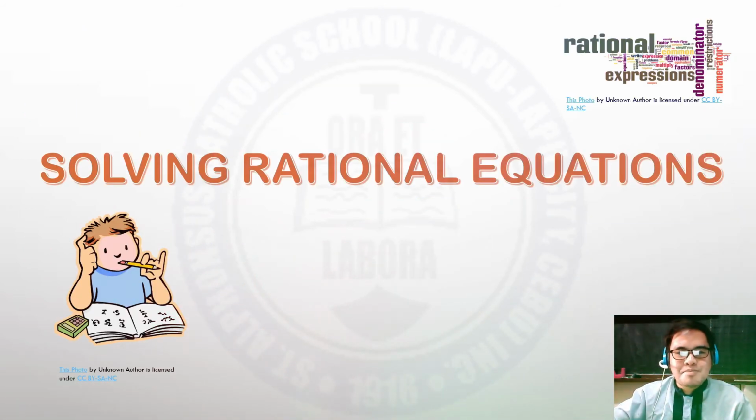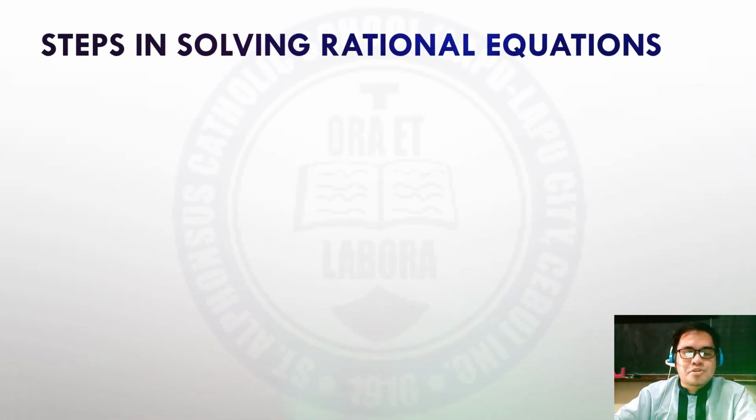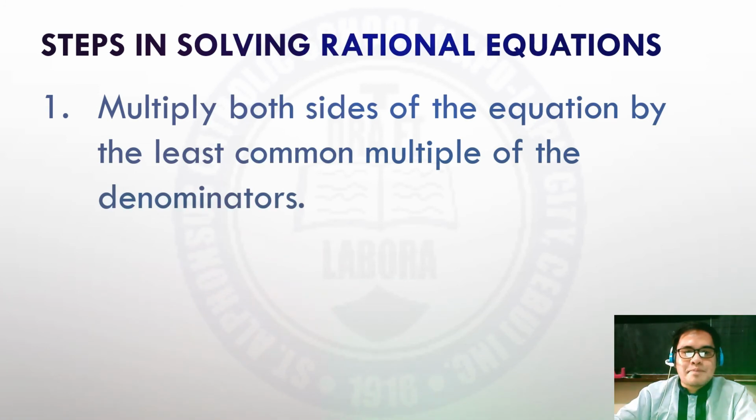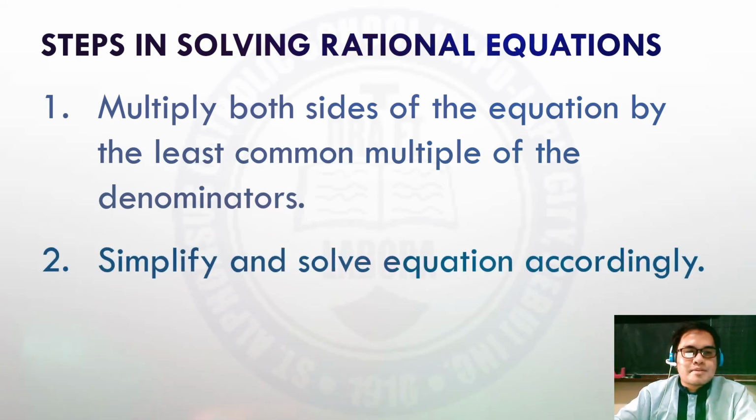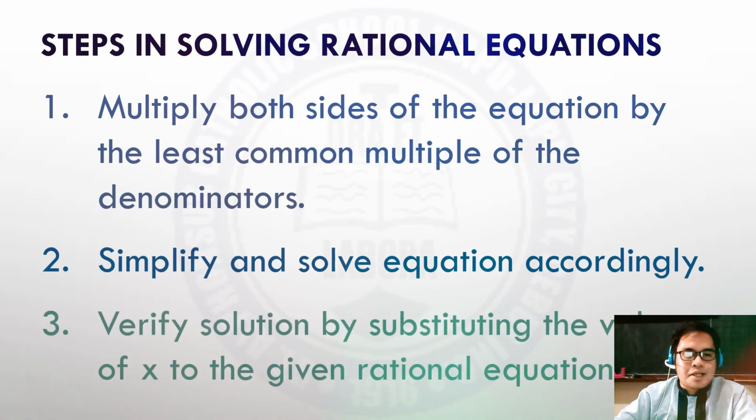So this time we will be solving rational equations. In solving rational equations, we have to follow the steps. First is to multiply both sides of the equation by the least common multiple of the denominators. Second, simplify and solve the equation accordingly. And the third, verify the solution by substituting the value of x into the given rational equation.